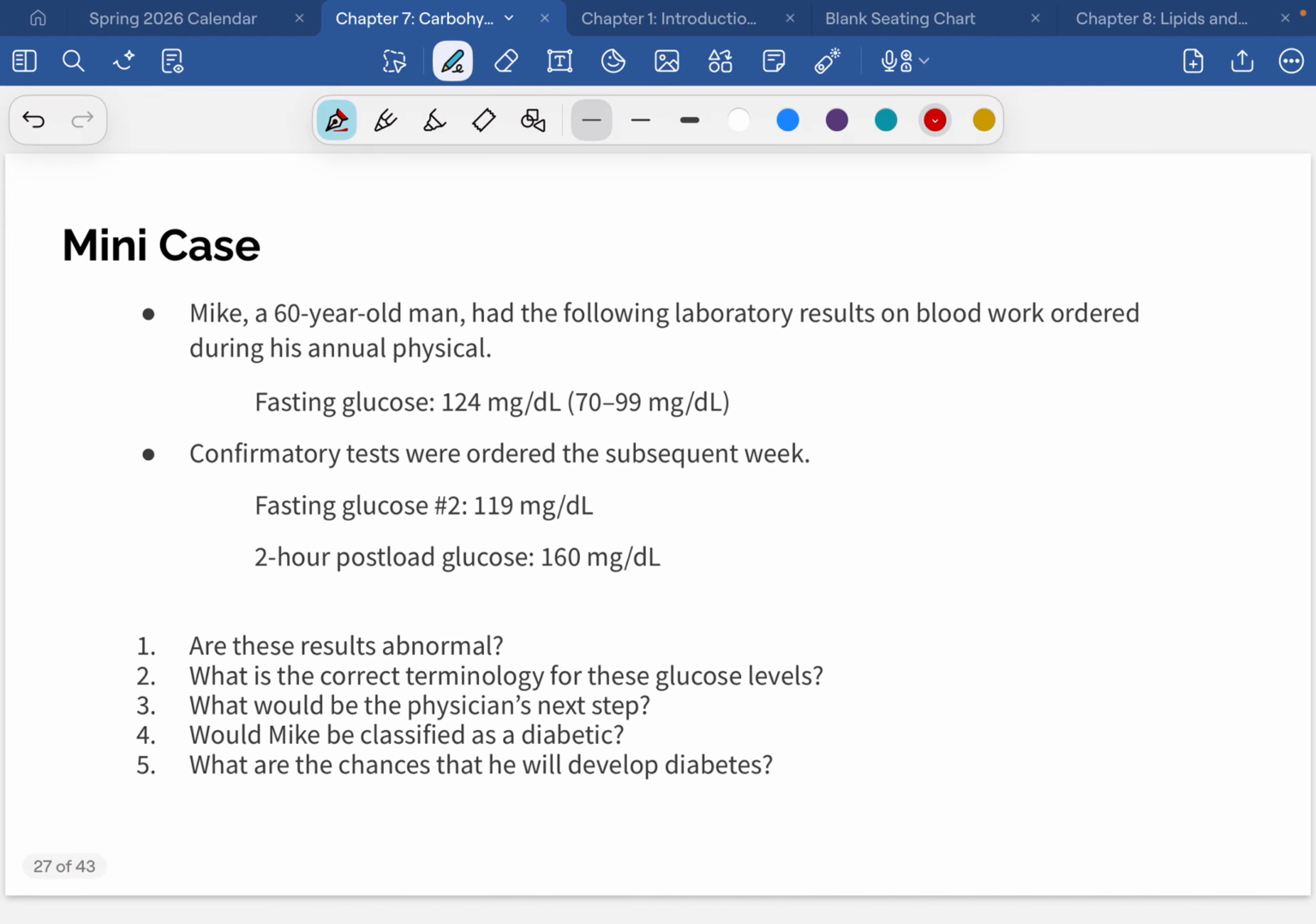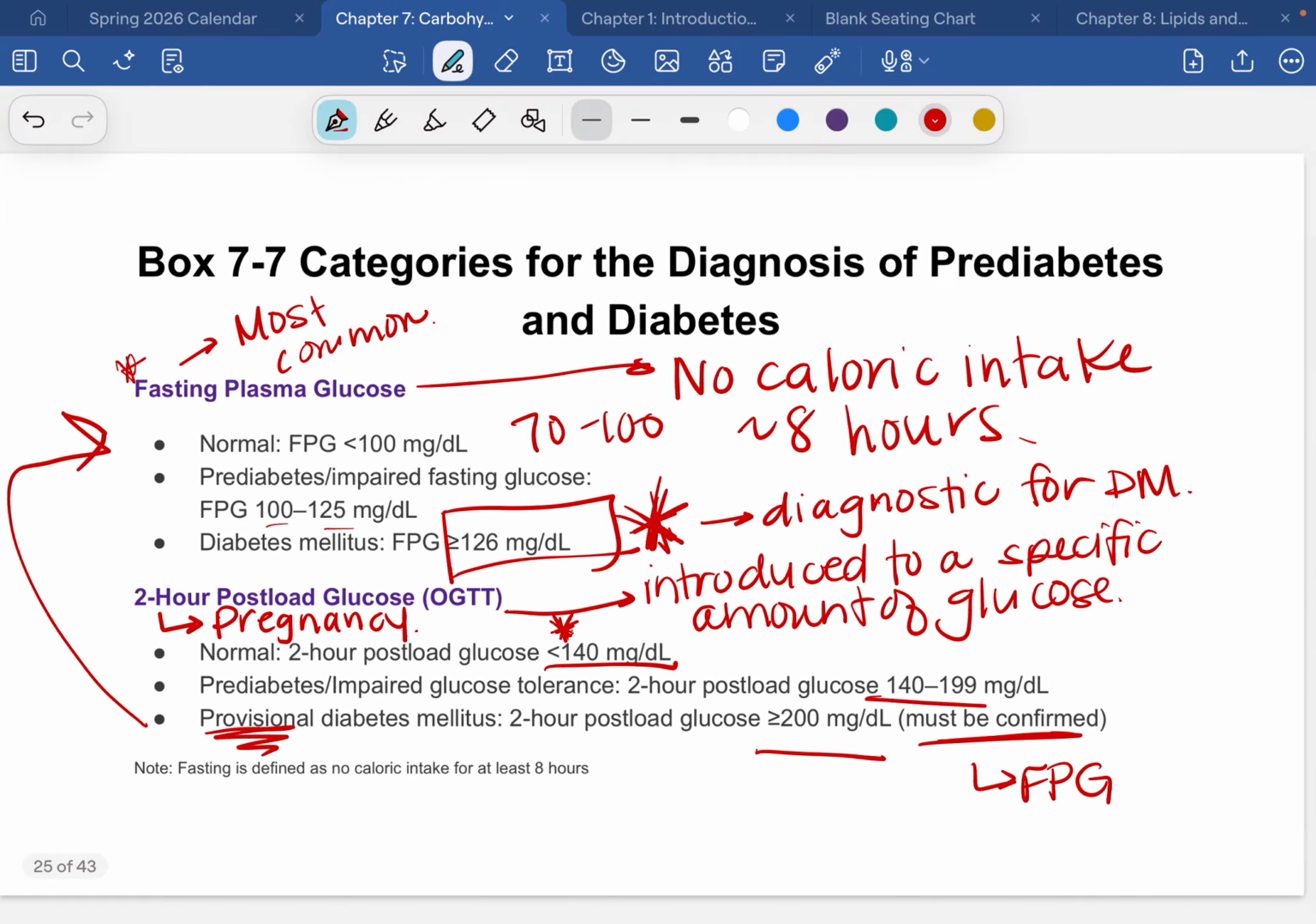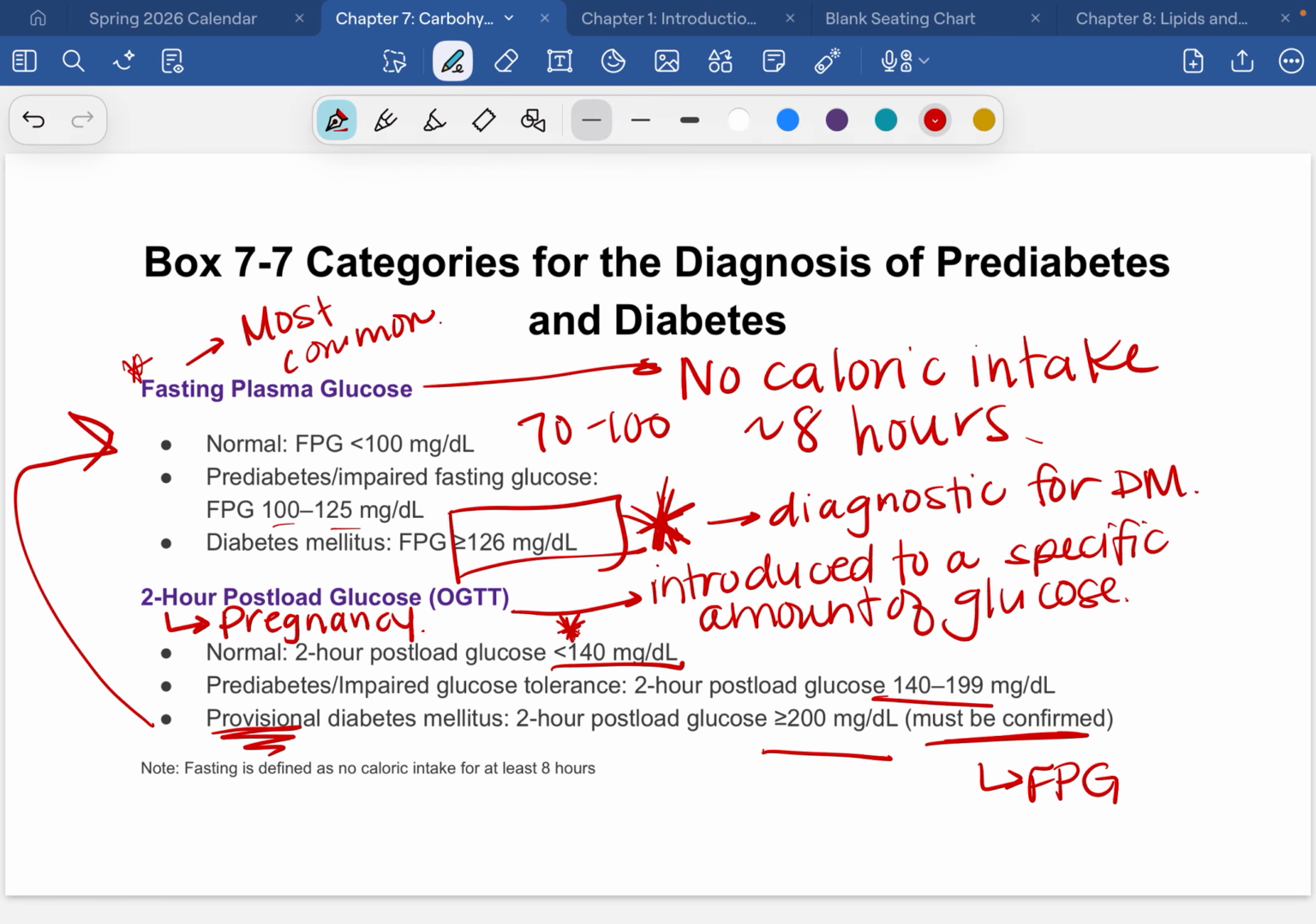All right, and then we have a second mini case. Mike, a 60-year-old man, had the following laboratory results on a blood work ordered during his annual physical. His fasting glucose was 124. Confirmatory tests were ordered just to double check that fasting glucose to make sure that he wasn't just out for one day, or maybe he is misremembering when he last ate, things like that.